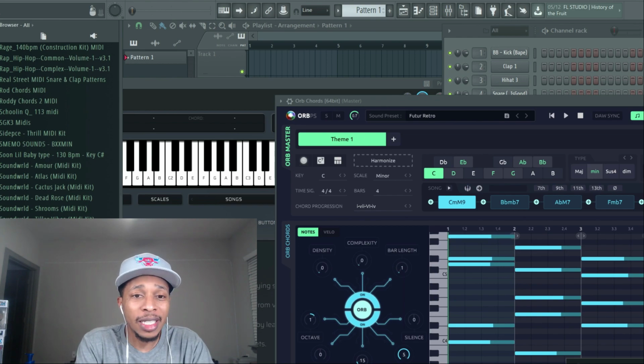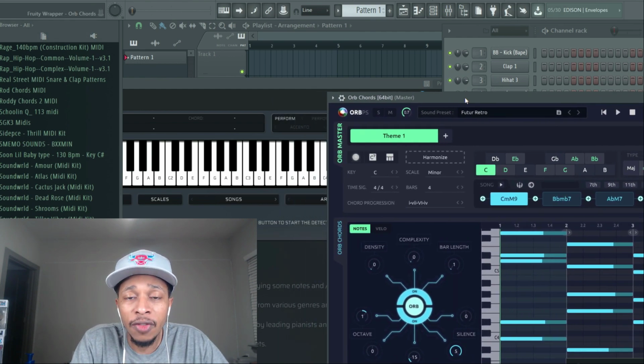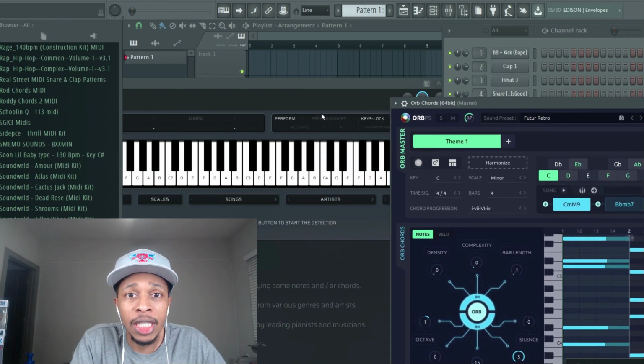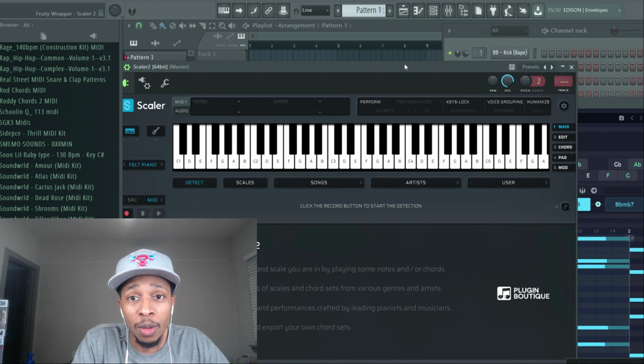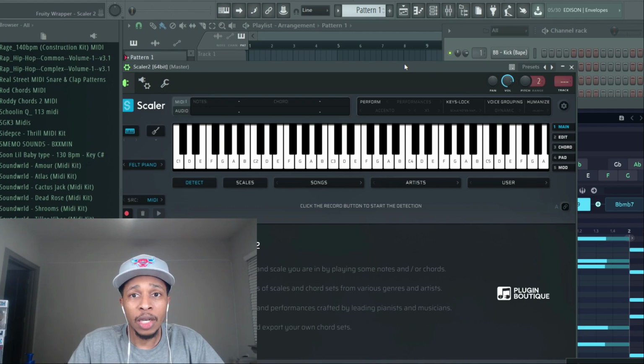As you can tell by the title, we're going to be looking at common chord progressions now. Two major key VSTs that I think have common chord progressions: Hexachords Orb and Scalar 2.4. So we're going to look at those two and see if they match up, and then we'll cook up something.